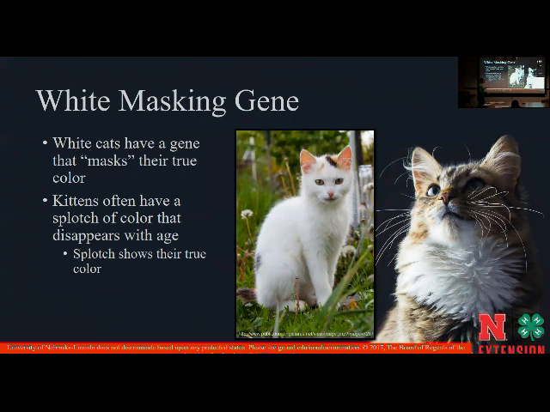So one of the other traits we want to talk about before we get into colors specifically is the white masking gene. Cats that are white have a gene that masks their color. They have an underlying coat color, and the white gene covers that up. So if you have a white cat, usually you can find some hairs on them somewhere that show what their true color would be, whether it's black or orange, and so are red. So this cat is probably black as its true color, but that white masks the color on most of its body.